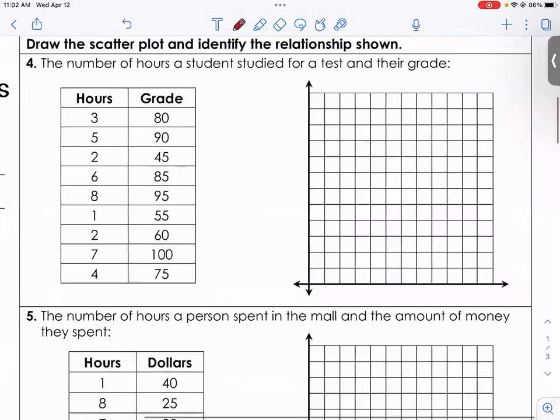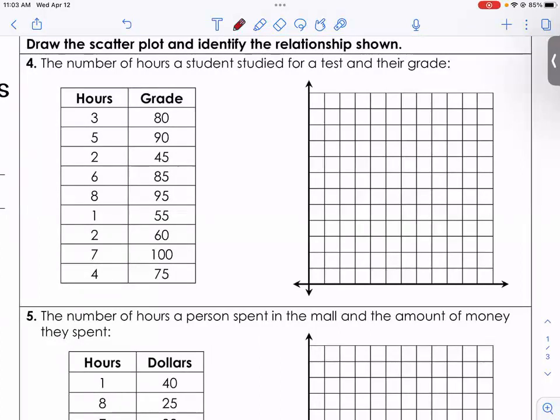All right, so the big part of today is being able to make a scatter plot and then read it. So here I have a set of data, hours and grade, the number of hours a student studied for a test and what their grade was. Just prediction, do you think there's going to be a relationship? It depends. Here are like 10 students. They reported how long they studied, and here are their grades.